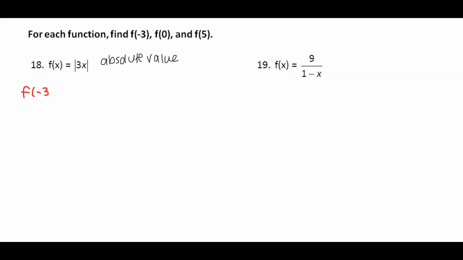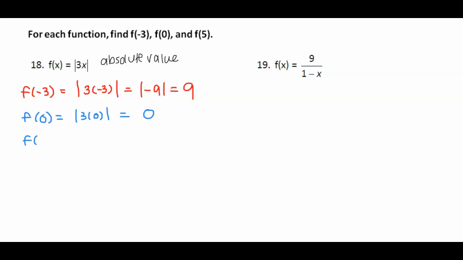So f of negative 3 is absolute value of 3 times negative 3. Remember, absolute values are like grouping parentheses, so you have to multiply inside first. So you get the absolute value of negative 9, which is 9. F of 0 is 0. And f of 5 is 15.